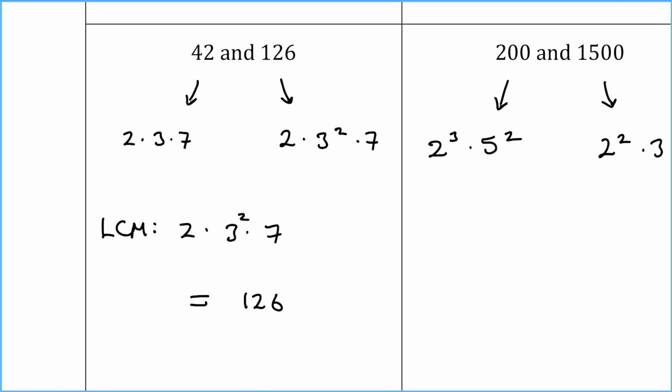Well, there you go. It is also possible that the least common multiple is one of the numbers themselves, right? And again, 42 divides 126. Therefore, 42 is the greatest common factor and 126 is the least common multiple.